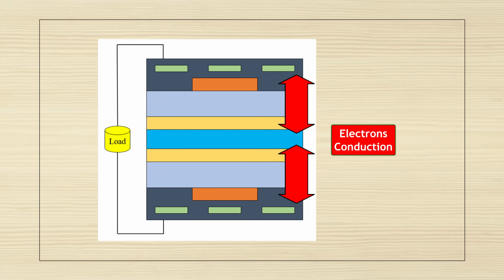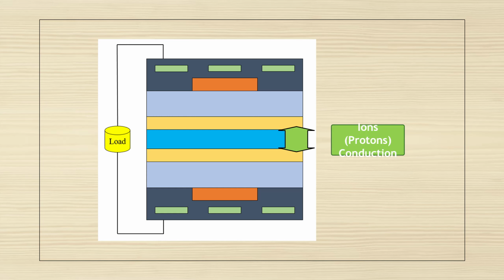The electrons are conducted in solid layers. It means electron conduction occurs through solid current collectors and solid grids of the porous electrode and catalyst layers. Meanwhile, the produced ions are conducted in the electrolyte layer. It means ionic or protonic conduction occurs through the electrolyte membrane layer.